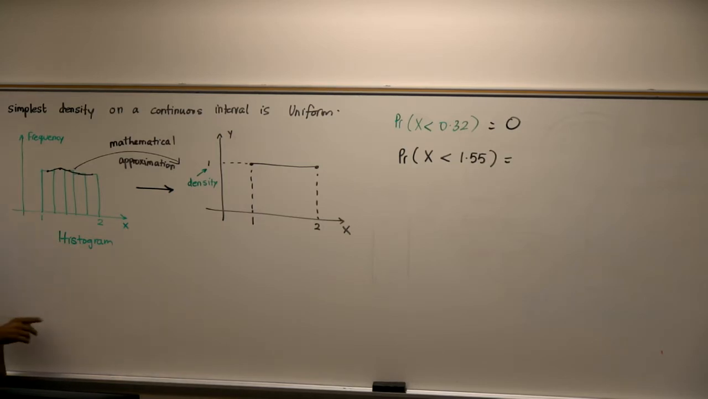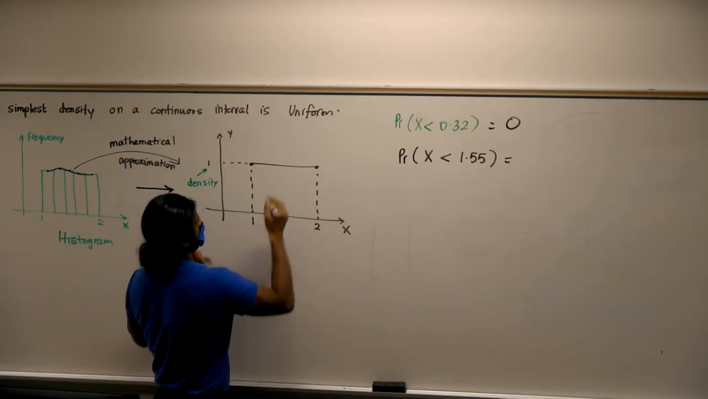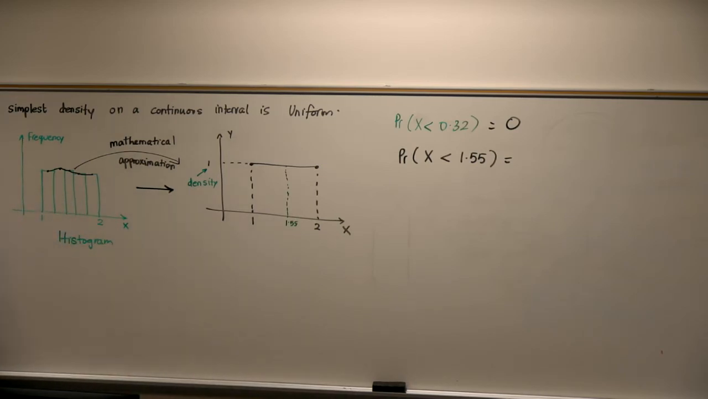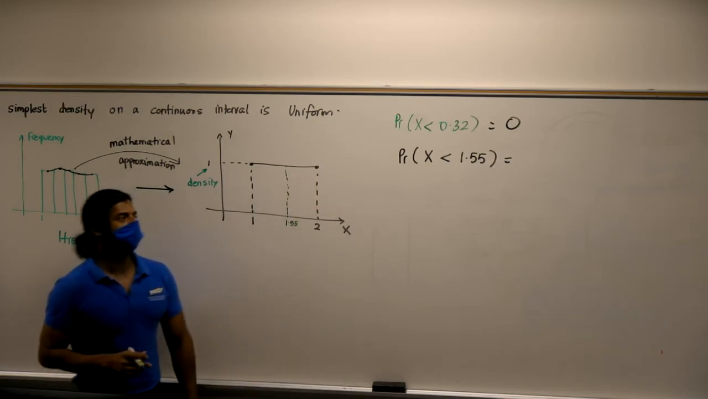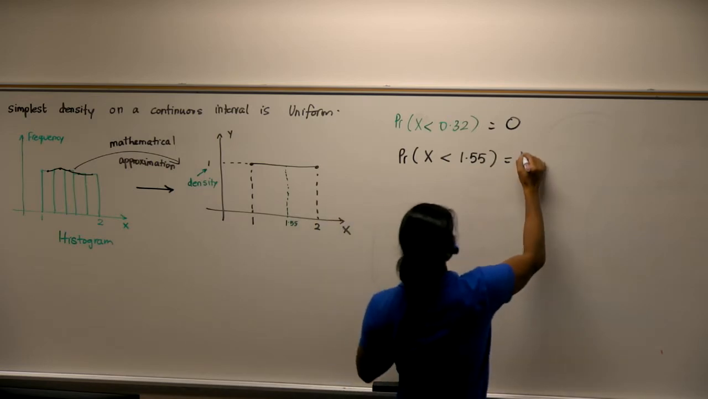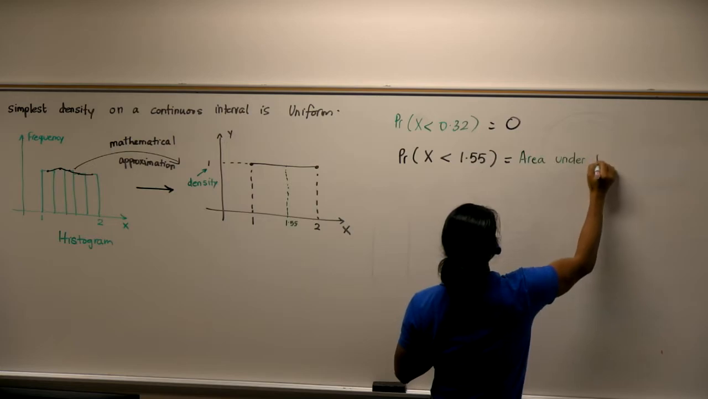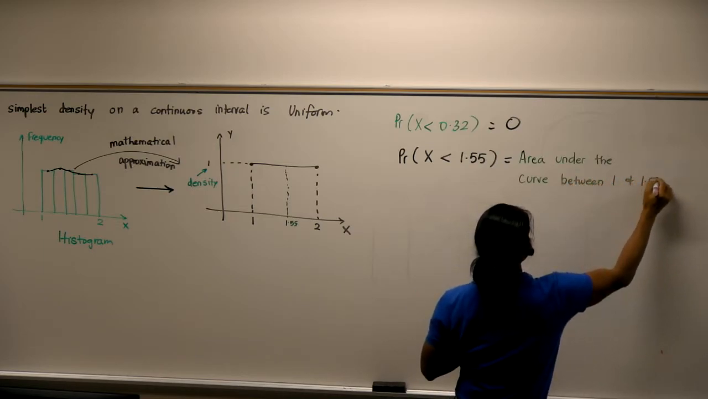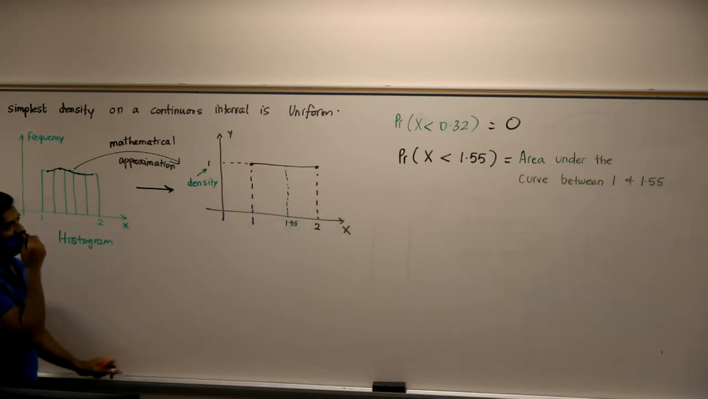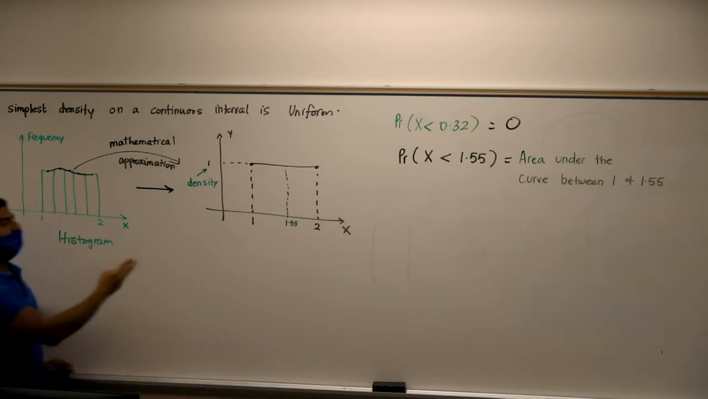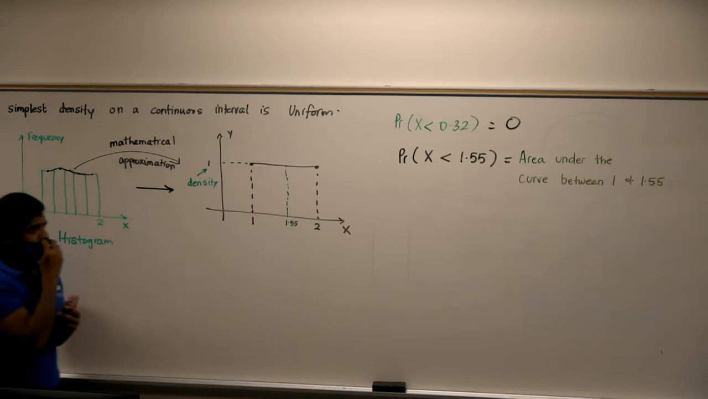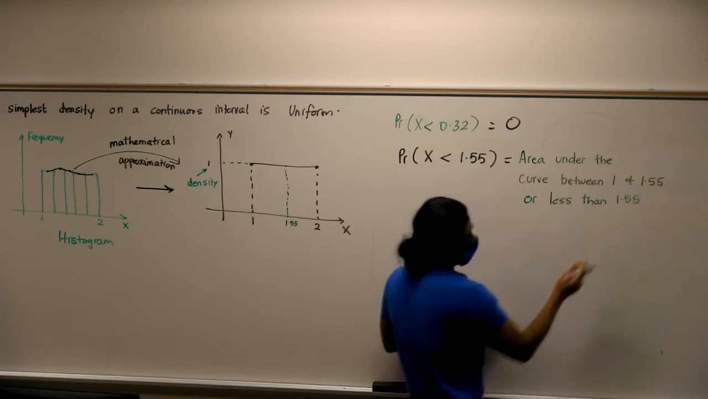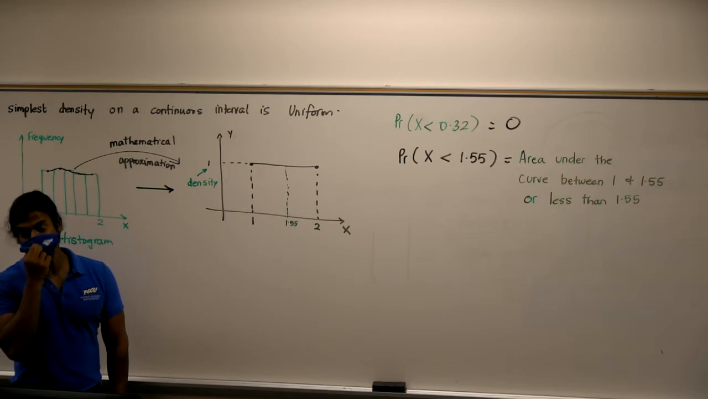Probability less than 1.55. So 1.55 is right over there. Hypothetically, what would that probability correspond to? That probability would correspond to the area under the curve between 1 and 1.55. Why do I stop at 1? Because I already know that there is no probability below 1. Or I could say less than 1.55. In this problem, they mean one and the same.